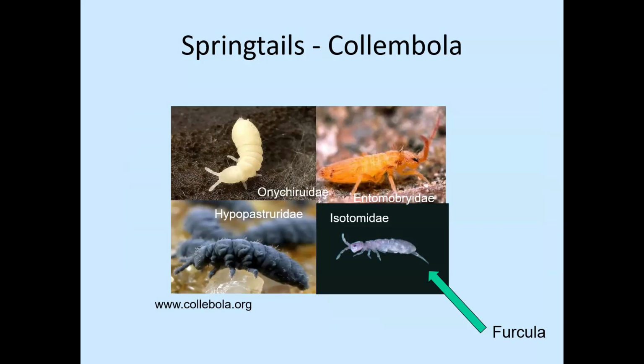There's some that live on the soil surface and have eyes, like that one on the top right, the Entomobryidae. And there's some that are little and white and blind and don't have eyes and live deeper in the soil profile, like Onychiuridae. And then there's ones that are sort of in between.